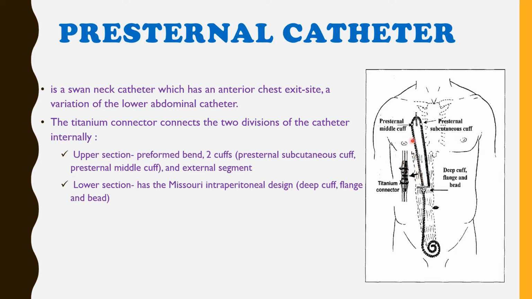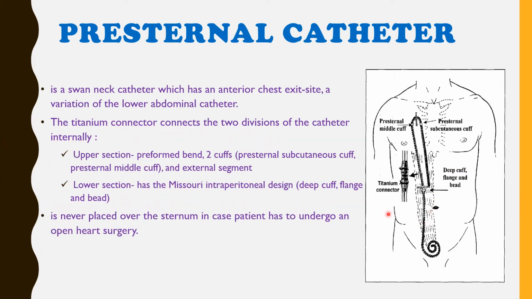First, the upper section, which has a pre-formed bend with two cuffs, which are the pre-sternal subcutaneous cuff and the pre-sternal middle cuff, and an external segment. The lower section has the Missouri intraperitoneal design with a deep cuff, flange, and bead. The pre-sternal catheter is never placed over the sternum in case the patient has to undergo an open heart surgery.